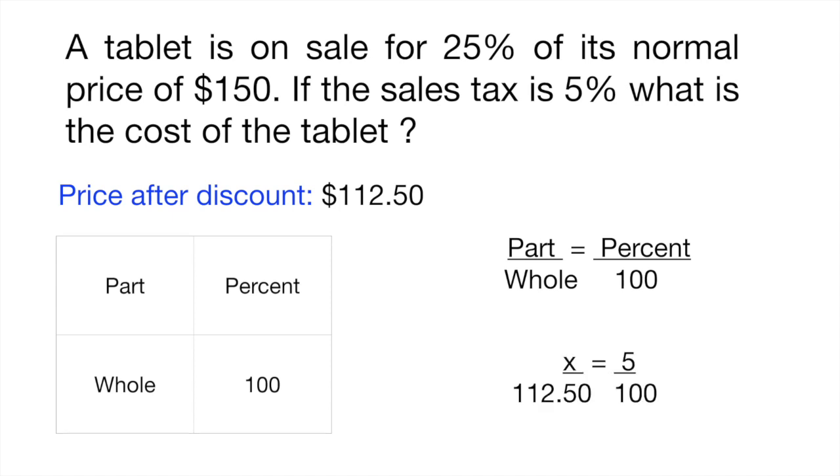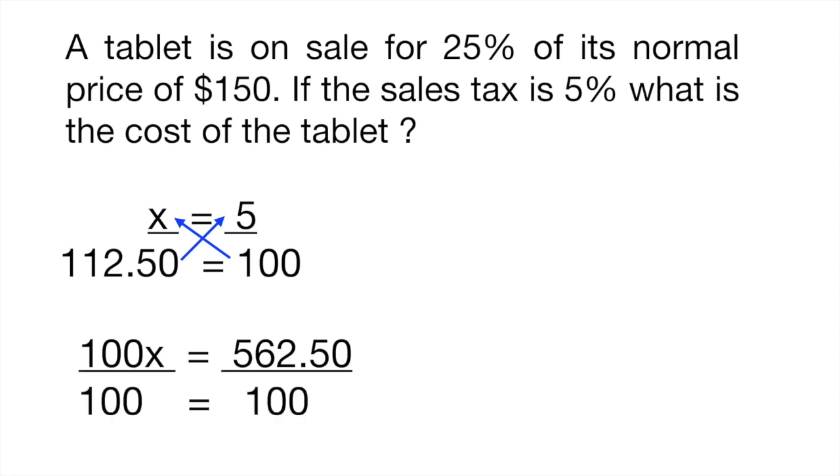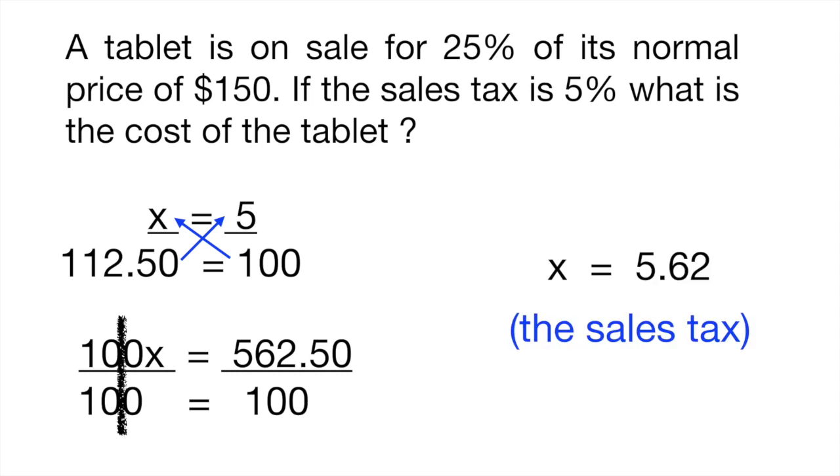All right, so hopefully you set up your equation like this. So on the right side, we would have 5 divided by 100. And then on the left side, we would have x and the new whole or total price, which is $112.50. If you go ahead and you multiply across like that, that gives you 100x is equal to $562.50. Divide by 100 on both sides, and that's going to give you your sales tax.